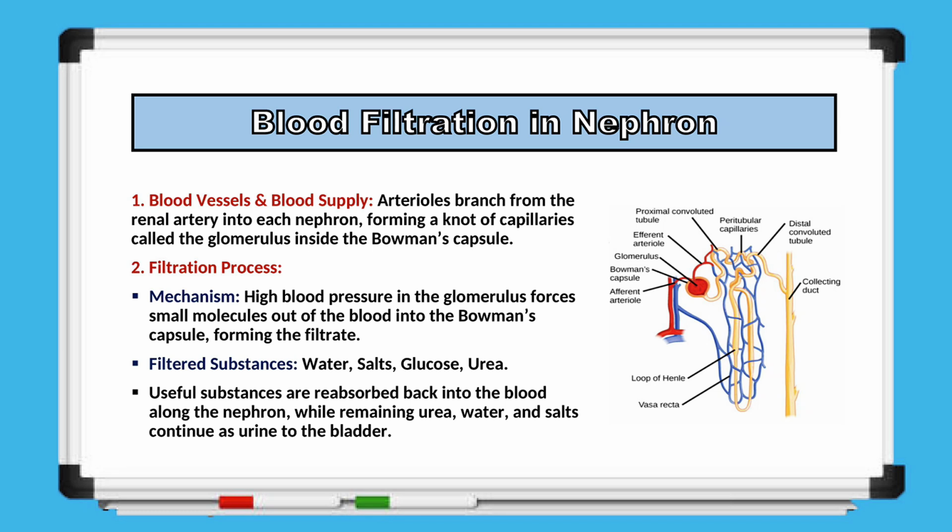As the filtrate moves along the nephron, the useful substances like glucose, some water, and certain salts are reabsorbed back into the blood. The remaining urea, excess water, and salts continue through the nephron and eventually form urine, which is transported to the bladder for storage.